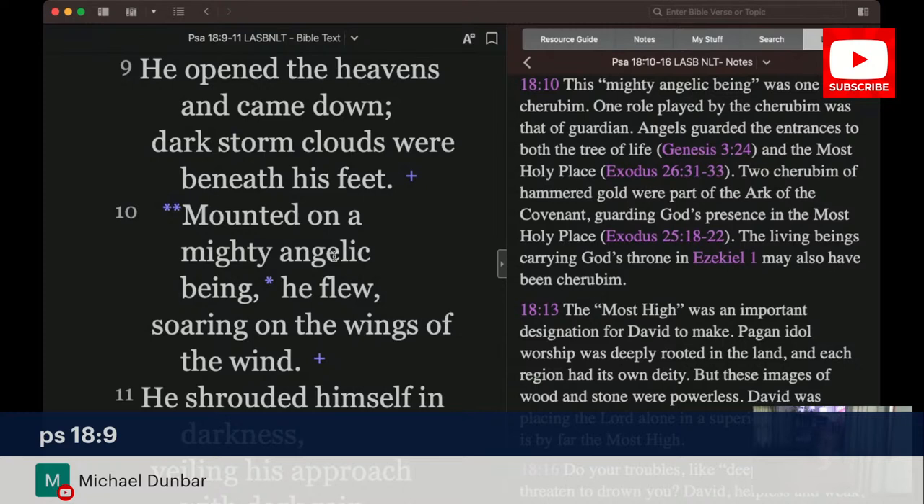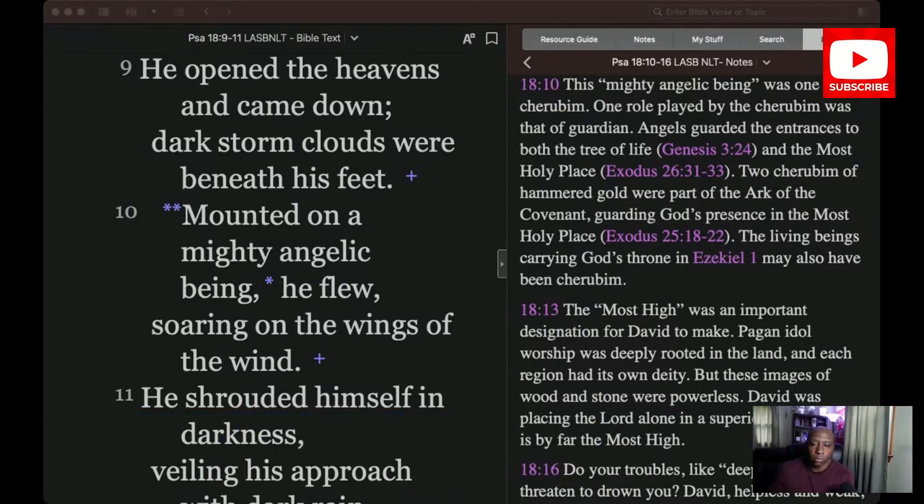There is no Life Application Study Bible, which is good because we could keep moving.